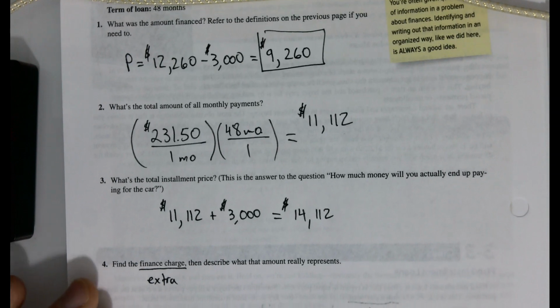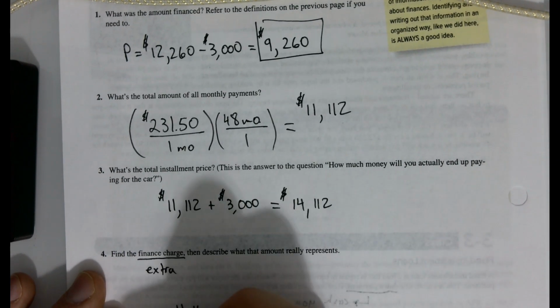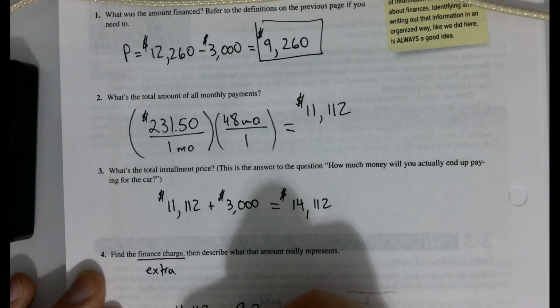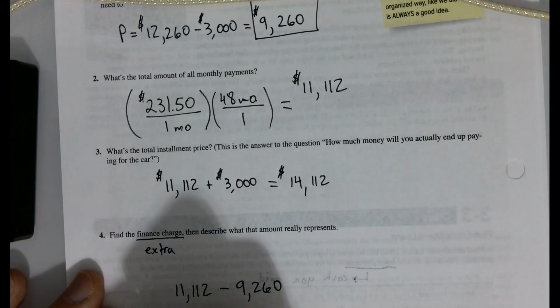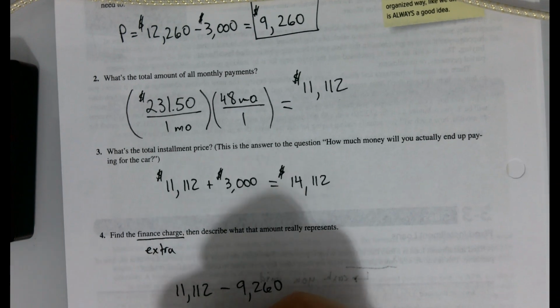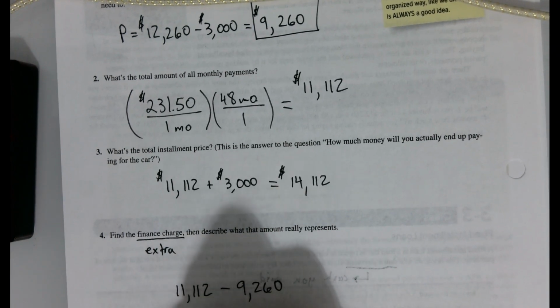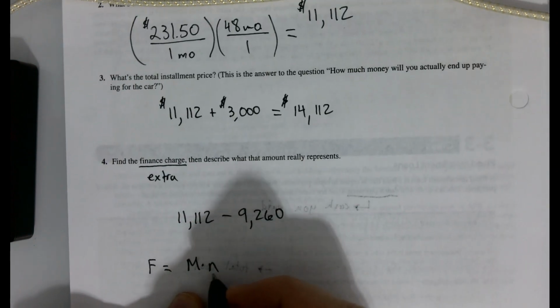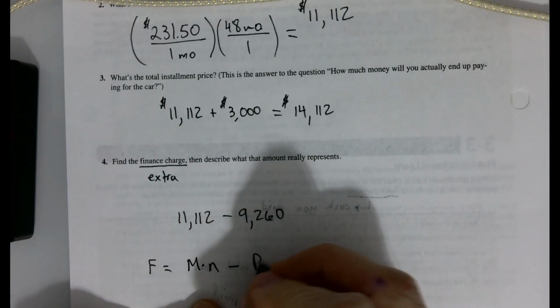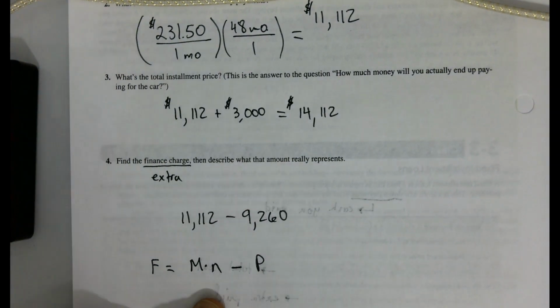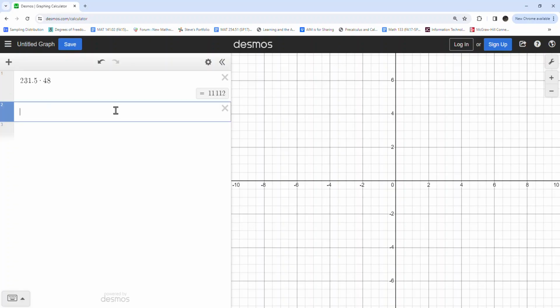How I like to calculate the finance charge is the total of the monthly payments minus the amount we borrowed. I call this F, and I do the monthly payments M times the number of payments N minus what we borrowed P. That's how I like to write that out. And I'm going to scamper over to Desmos to calculate that. I'm going to show you that there's another way the author asks us to calculate this in a second. So we ended up paying $1,852 extra.